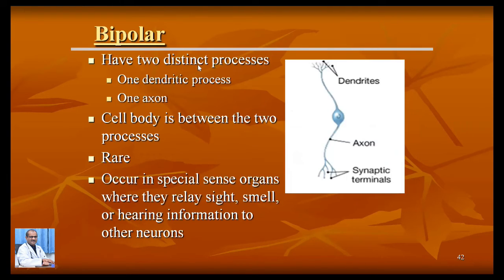And bipolar neurons have two distinct processes. Here you can see one dendritic process and one axon process, with the cell body between the two processes. It's more rare and occurs in very special sense organs, where they relay sight, smell or hearing information to other neurons. This is the particular function of bipolar neurons.